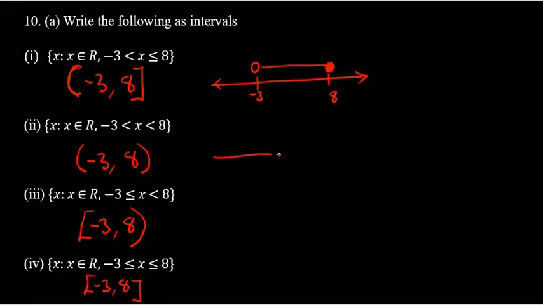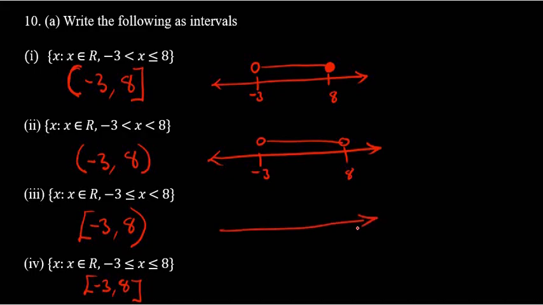How about this one? You also do the same thing. This side is what? All of them, they are open. So since all of them are open, you do open like that. That's what it means. Then this one, what does it mean? Let's display this again on the number line. So this is -3 and this is 8. So this side it's closed and this side is open.